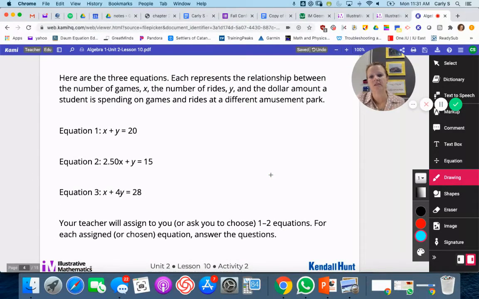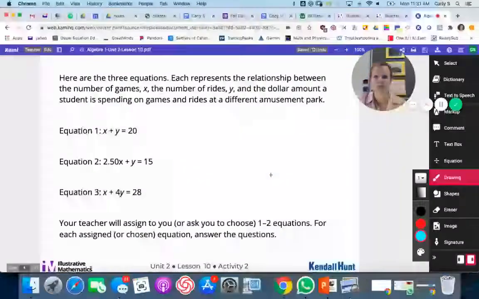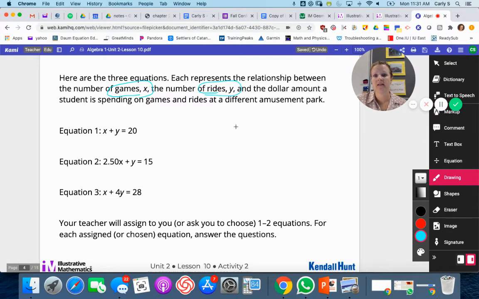Here are the three equations. Each represents the relationship between the number of games X and the number of rides Y. Games is X, rides is Y. And the dollar amount a student is spending on games and rides at a different amusement park. Equation 1, 2, and 3. Your teacher will assign you or ask you to choose 1 to 2 equations. For each assigned or chosen equation, answer the questions.